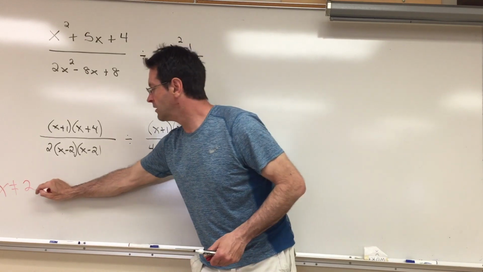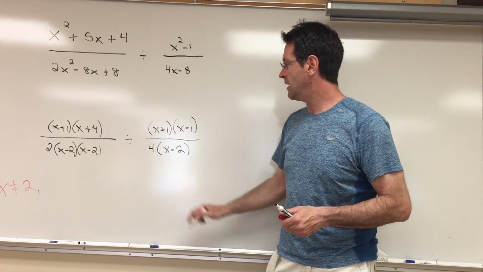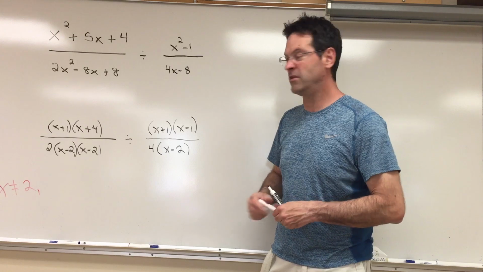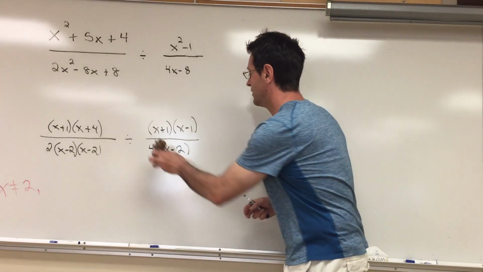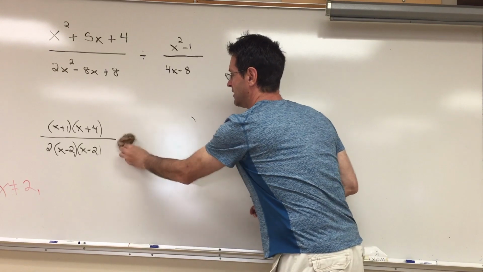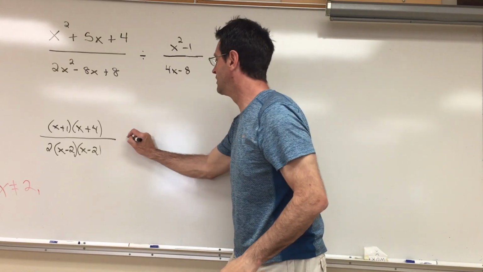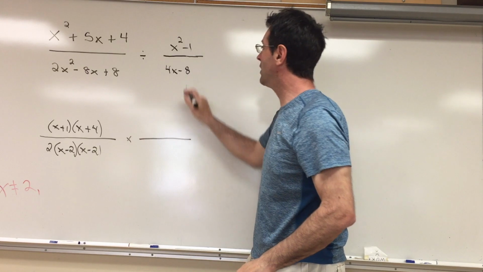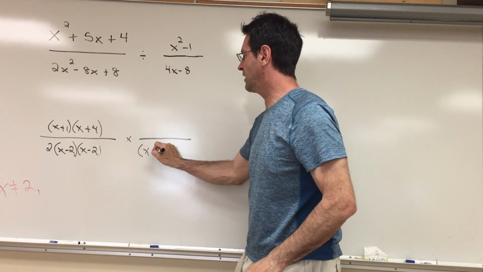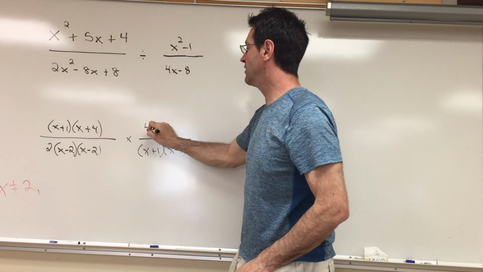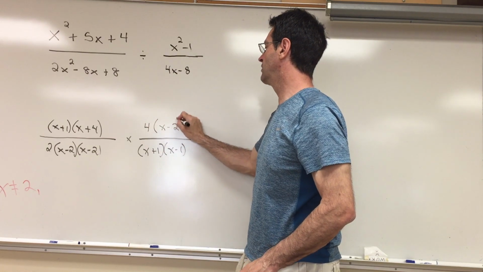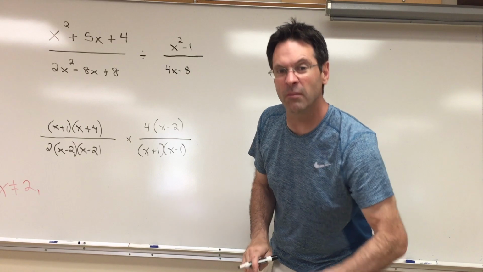Same thing here. But we only have to list it once. And same thing here. Now, it's division, so we have to flip this and change it to multiplication. In the bottom, we'd have x plus 1 and x minus 1. And in the top, we'd have greatest common factor out, 4x times x minus 2. We've got a new denominator.